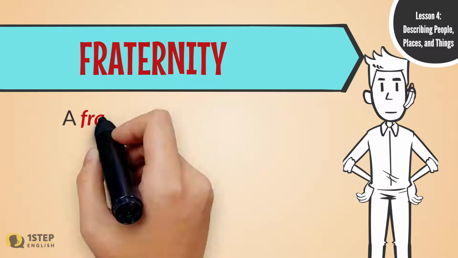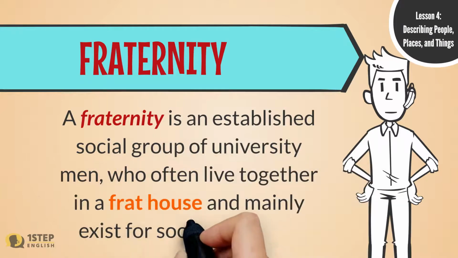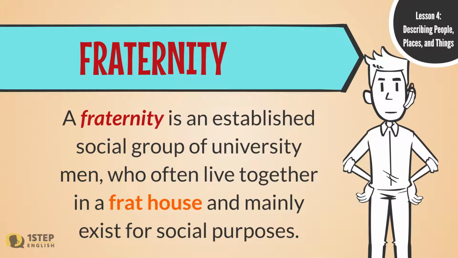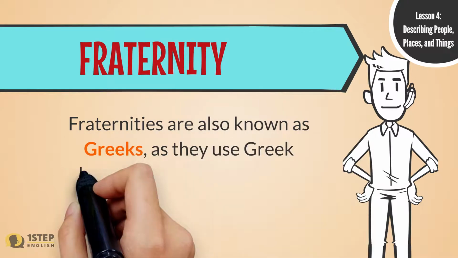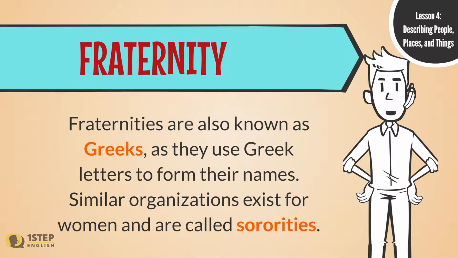Fraternity. A fraternity is an established social group of university men, who often live together in a frat house, and mainly exist for social purposes. Fraternities are also known as Greeks, as they use Greek letters to form their names. Similar organizations exist for women, and are called sororities.